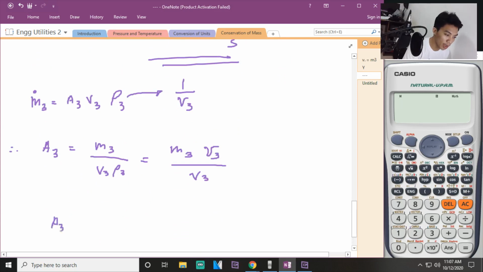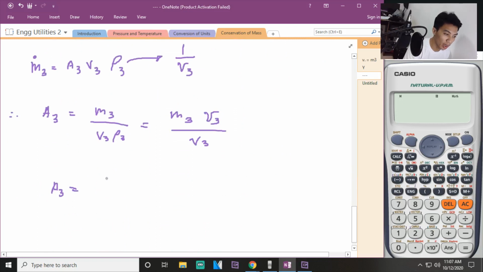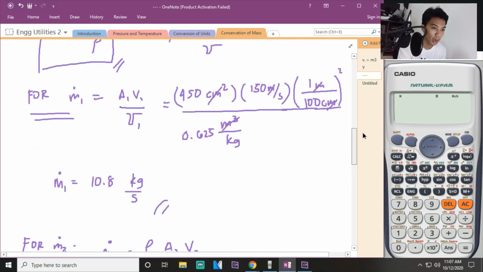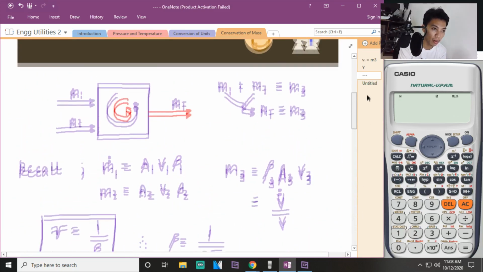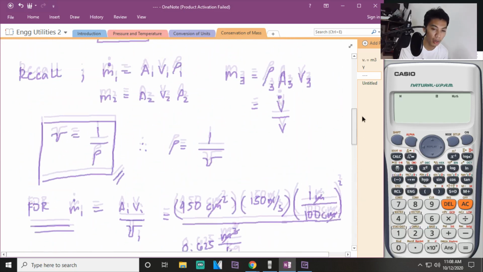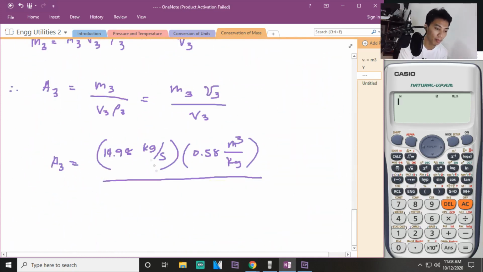We can now solve for the value of A3. So, M3 is 14.98 kilogram per second. Tapos, B3. Okay, velocity. Hindi, specific volume dapat yan. Specific volume is 0.58 meter cube per kilogram divided by V3, velocity 3, 245 meter per second. Tignan nyo yung mga units. Cancel si kilogram, isang M, matitira ng dalawa. Meter, seconds, and seconds. Ang matitira is meter squared.